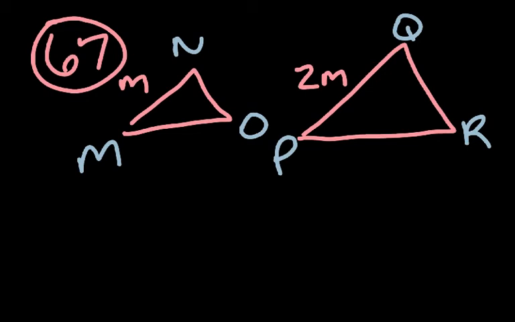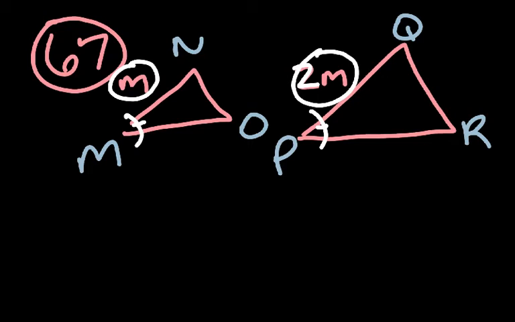Number 67 says, look at the triangles below. Triangle PQR is a dilation of triangle MNO. Which statement is not true? Which means 3 of them are true, 1 of them will not be true. A says the measure of angle M, which is this one right here, is the same as the measure of angle P. Well, that is true because they are corresponding. They have to be equal. B says the scale factor for the dilation is 2. That's also true because if you look at these letters, it tells you that this is 2 times as great as this one.